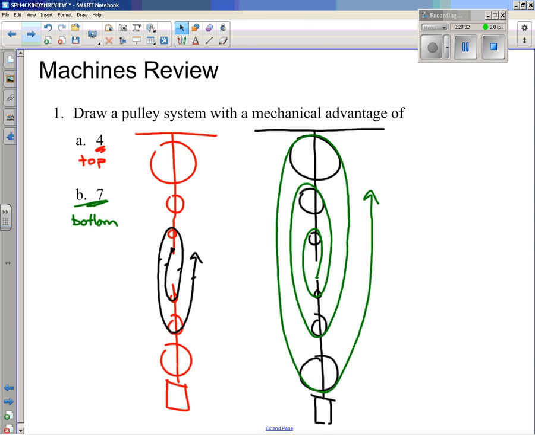And then I count the strings pulling up. 1, 2, 3, 4, 5, 6, 7. There I go, an IMA of 7. Just like on your machines test, there are some similar questions to that on the exam where you have to count the number of strings, and then also questions where you have to draw them.